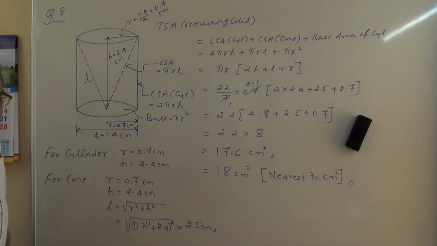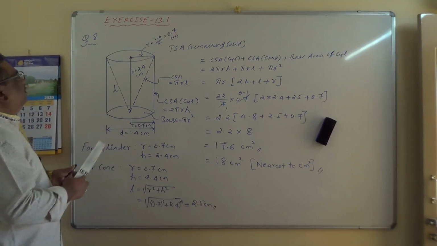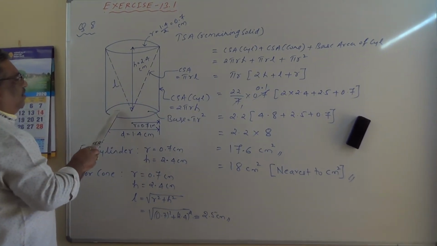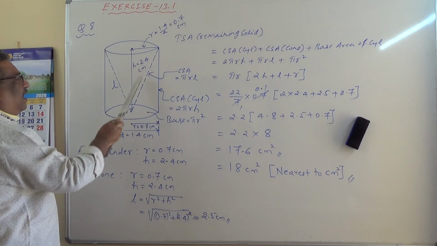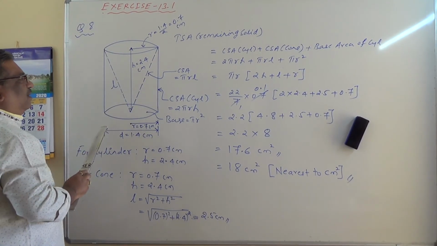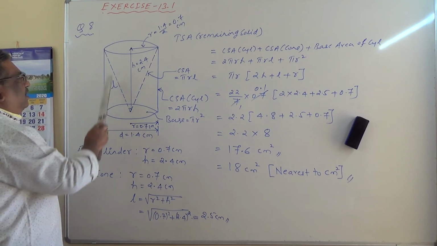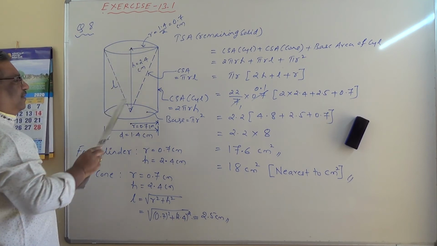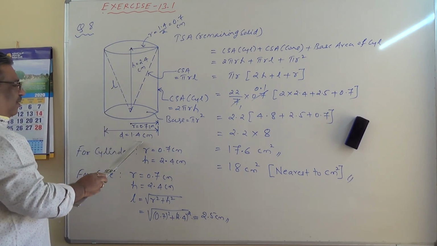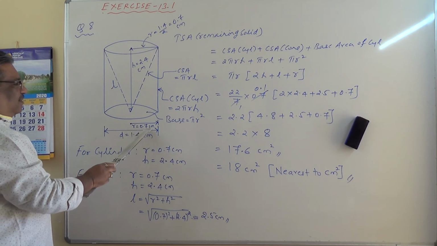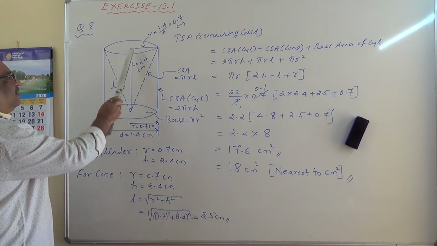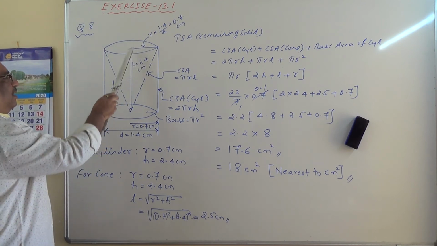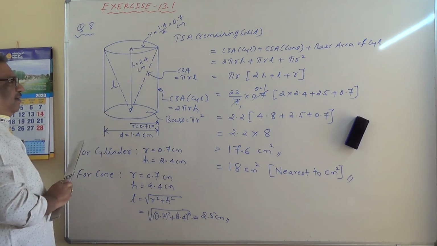So if you look at question number 8, this is a solid cylinder in which a cone is carved out. A cone is hollowed out. What is the condition given? The diameter and height of the cone is equal to the diameter and height of the cylinder. Diameter is 1.4 centimeter, so radius is 0.7 centimeter for both cylinder as well as for cone. Height of the cylinder is 2.4 centimeter and the height of the cone is also 2.4 centimeter.